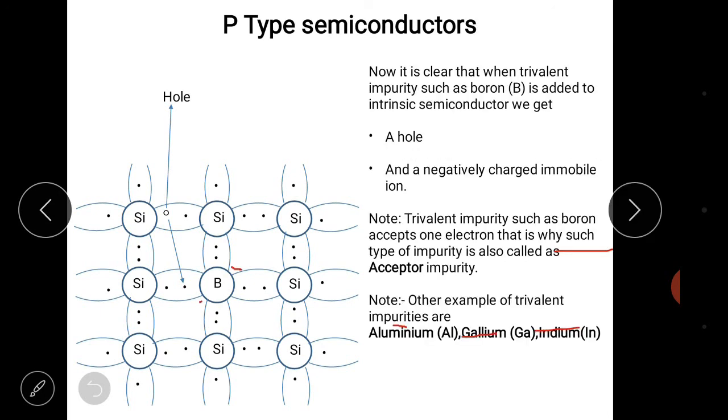Now it is clear that when trivalent impurity such as boron is added to intrinsic semiconductor, we get a hole and a negatively charged immobile ion. One important point to note here is that trivalent impurity such as boron accepts one electron. That is why such type of impurity is also called acceptor impurity. Other examples of trivalent impurities are aluminium, gallium and indium.